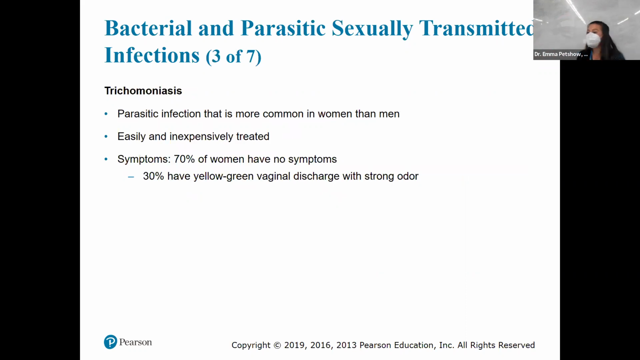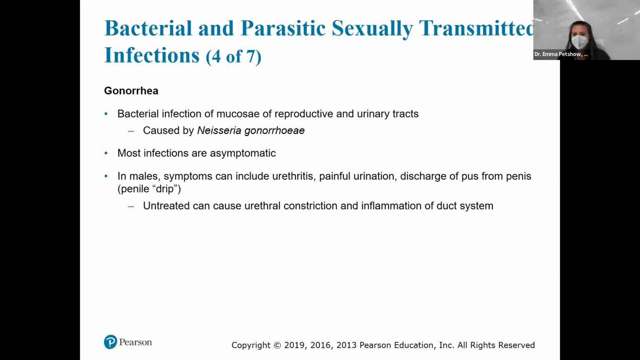Trichomonas is a parasitic infection. Common question that people miss. We think about it as bacterial. We often don't screen for this. Unfortunately, you should. We don't, but it's easily treated. Gonorrhea, Neisseria gonorrhoeae. I just wanted to associate the bugs here for you.